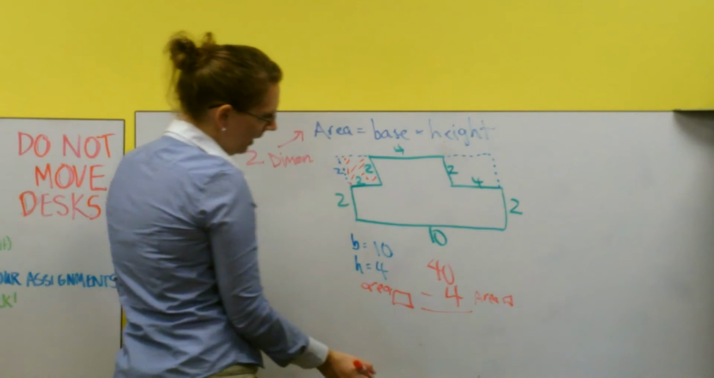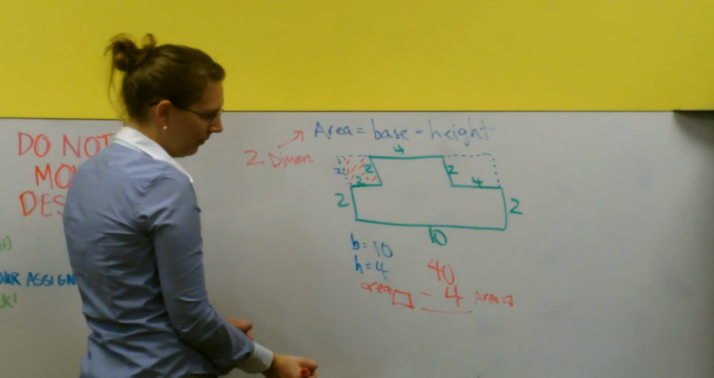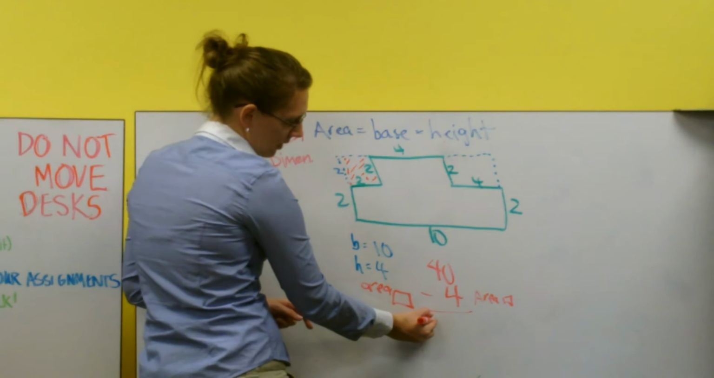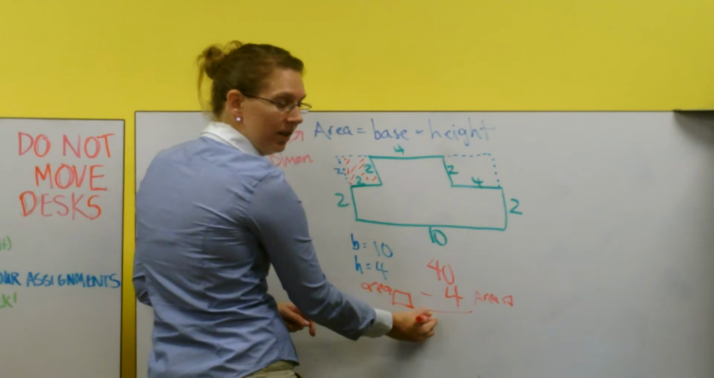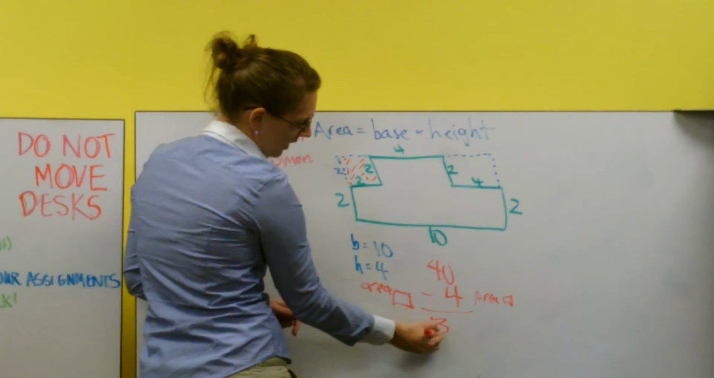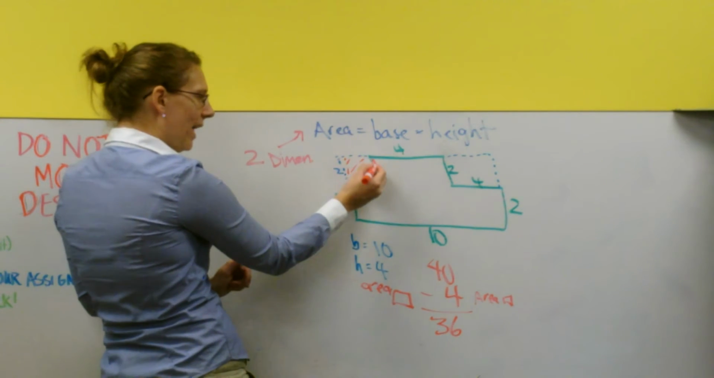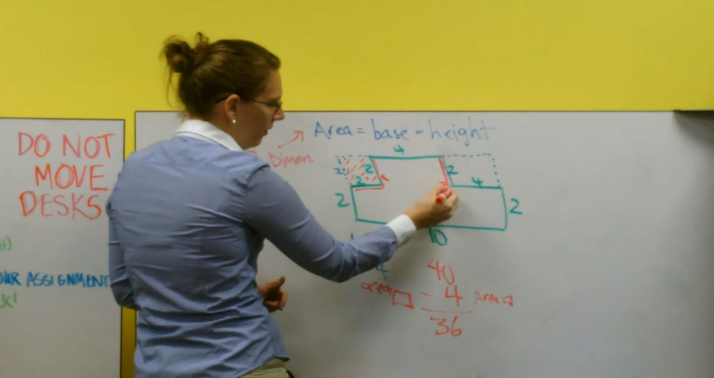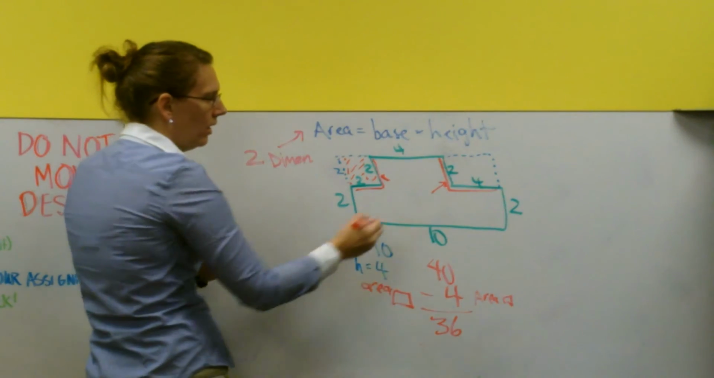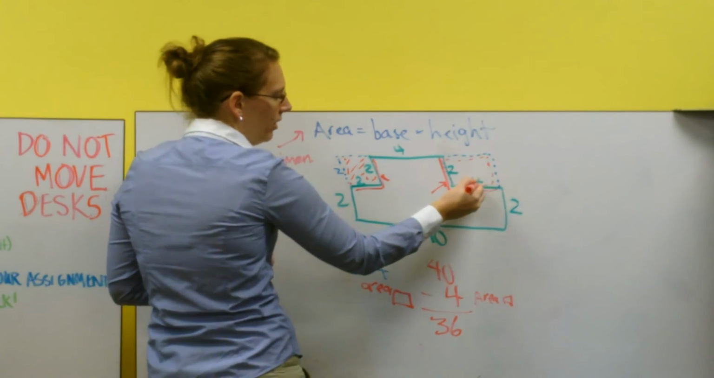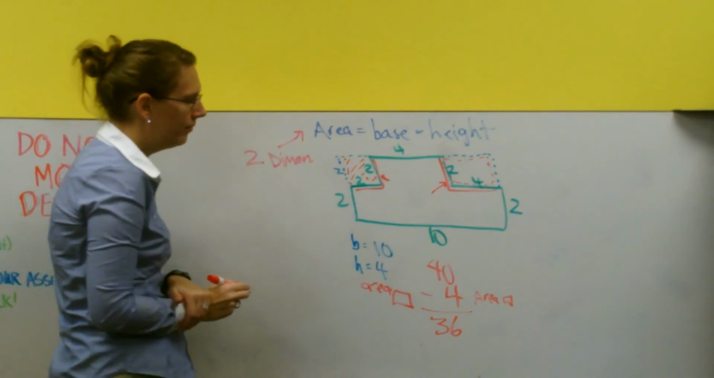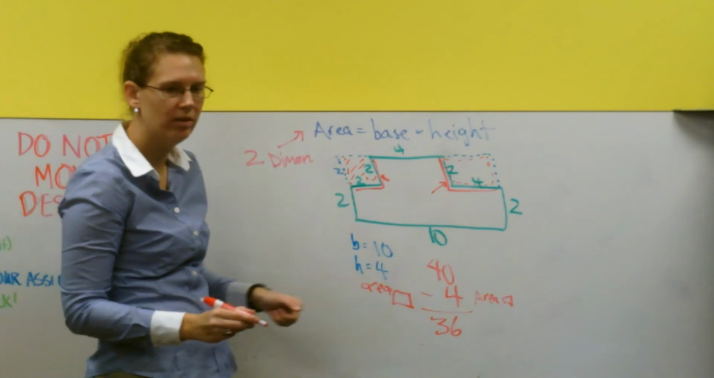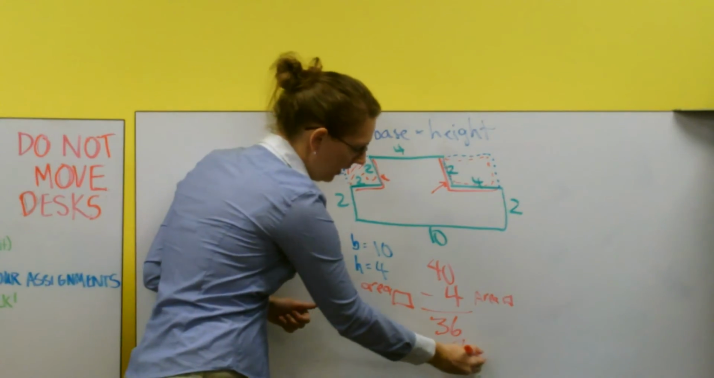So what is the area so far? Careful, difference, so subtraction. 36. 36, good. But that's only taken off this little guy, right here. I also need to make sure to take off that little guy. So what are my dimensions of this guy? 2 and 4. So what am I going to take off of 36 now? 8. Good, and 36 minus 8?